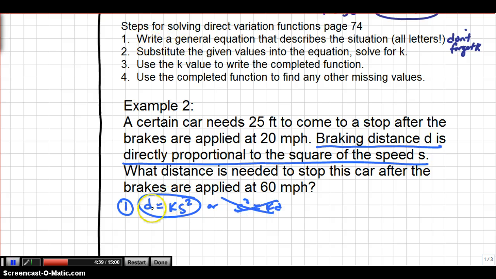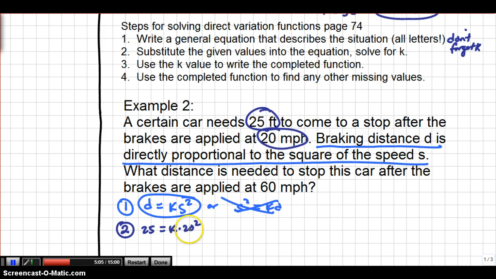So that's step 1. It's got all letters in it, and we've utilized all the information they gave us in the second sentence. Second step here, substitute given values into the equation to solve for K. The 25 feet and the 20 miles per hour go together. One is a speed, one is a braking distance. We're going to substitute those in to solve for K. 25 feet is a distance, the speed is the 20.